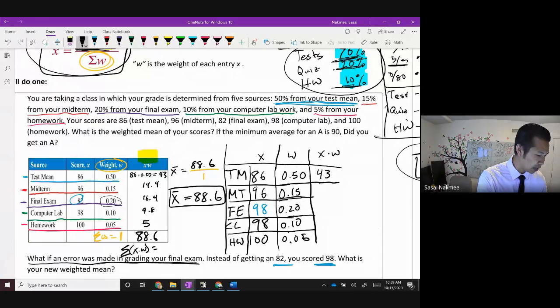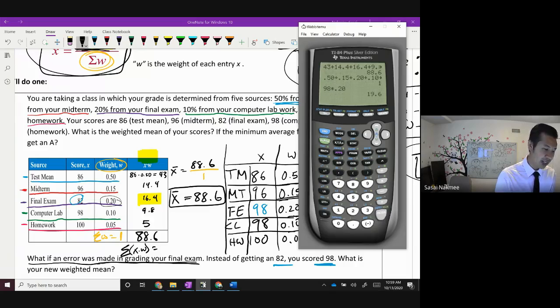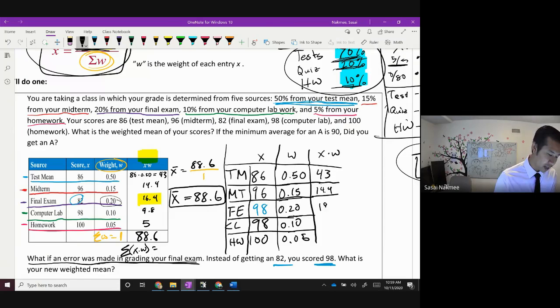So this is 43, so that didn't change, right? This is still 14.4. That didn't change. But my final exam score is going to change, right? My final exam right here was 16.4. When I recalculate it with my new score of 98, I type that into the calculator, 98 times 0.20, and I get 19.6. The next one down here is going to be 9.8 still, and this one down here is going to be 5.